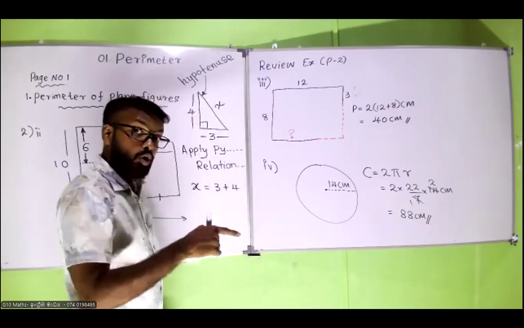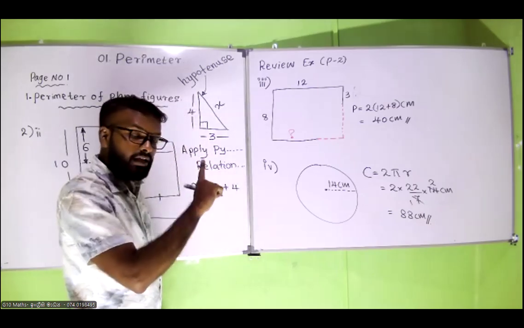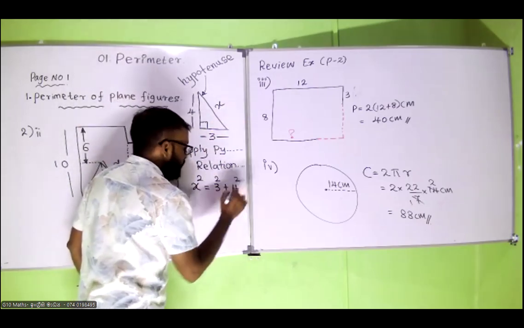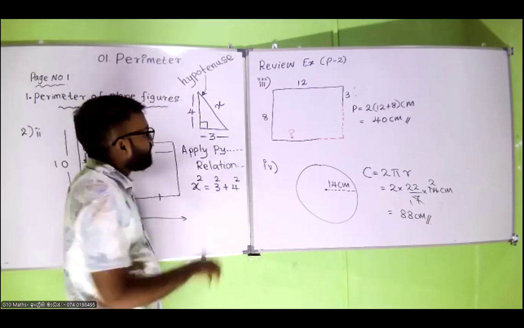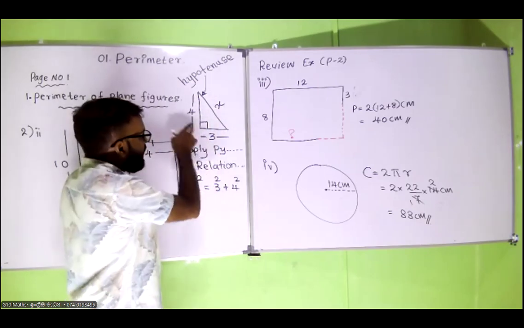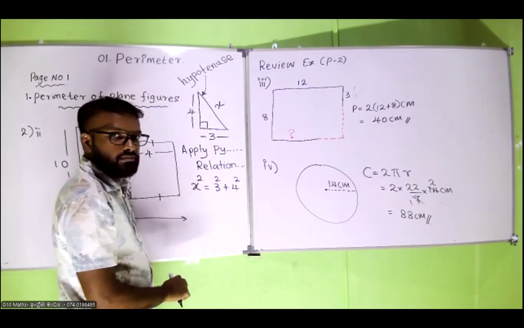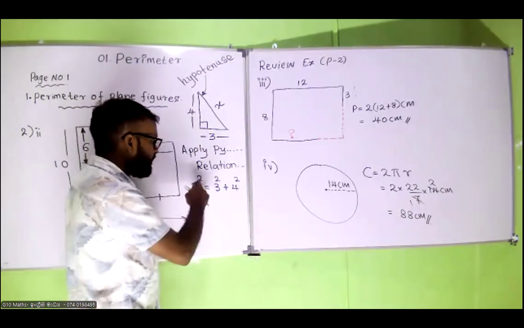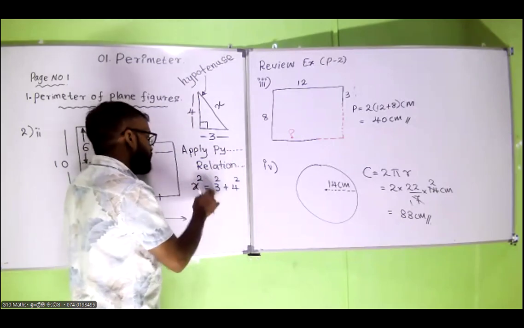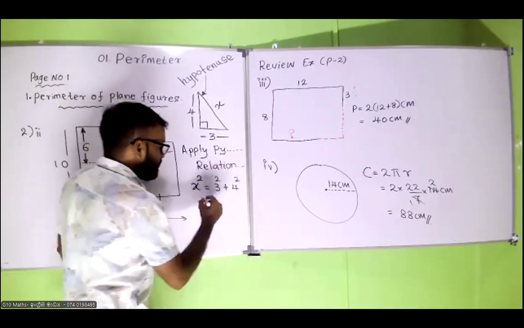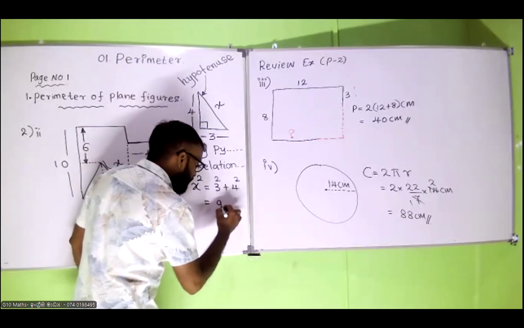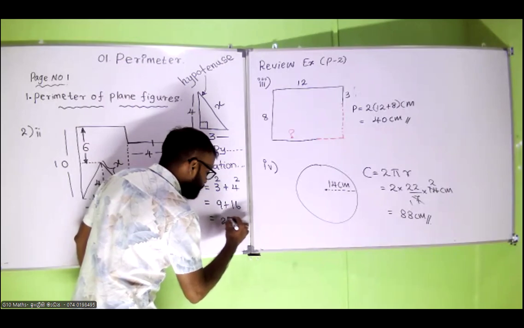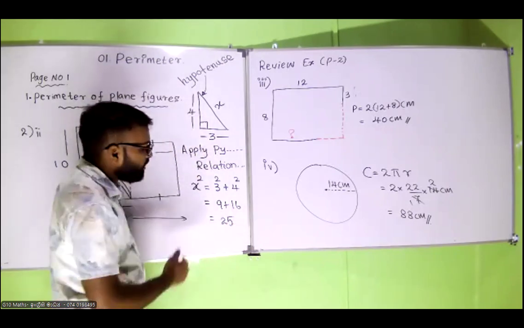Now is this correct? No. You have to take the area, x to the power 2, begin from this, add this and equate them. Then take the powers: x to the power 2, 3 to the power 2, 4 to the power 2. You know 3 to the power 2 is 9, 4 to the power 2 is 16. So you will have 25.